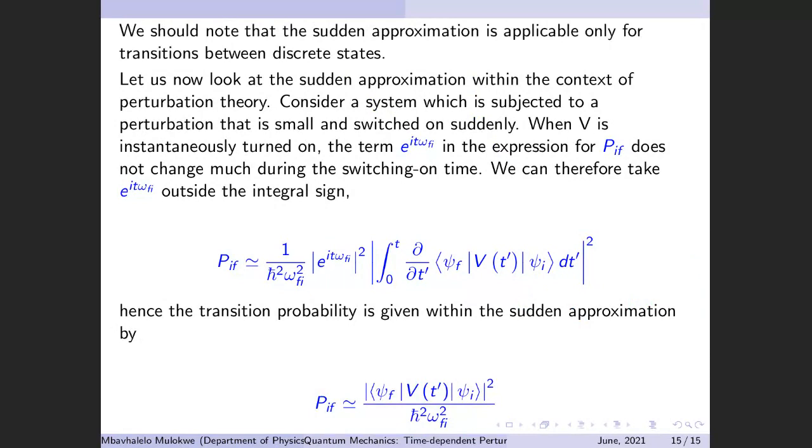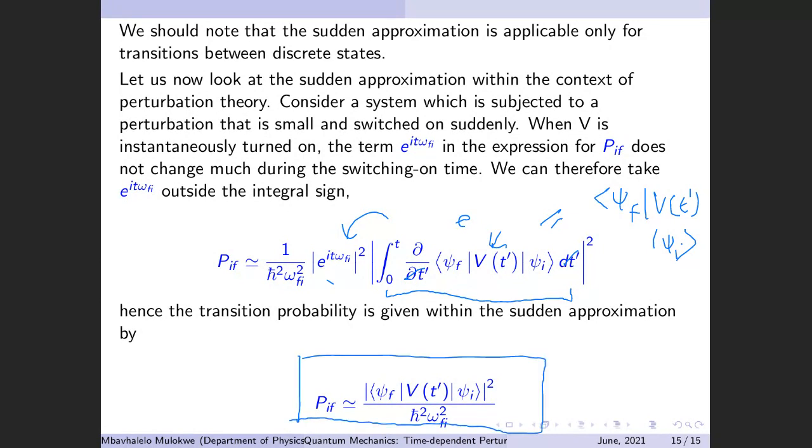But if you look at the expansion, the thing that will be varying very slowly will be the e^{iωt}, which you can take out. This gives you a sine squared. And then by the fundamental theorem of calculus, this just gives you that. So that just simplifies into psi f, V of t', psi initial, and then you square that. So in the sudden approximation, the probability simplifies to that expression.